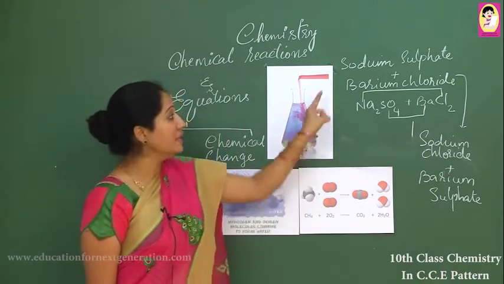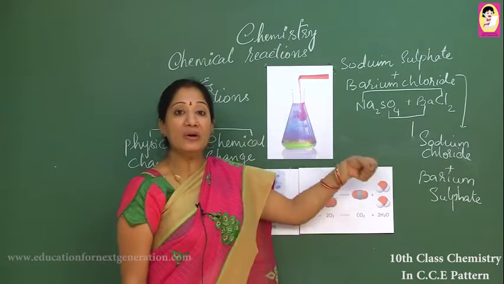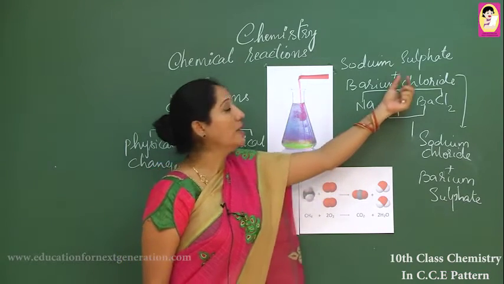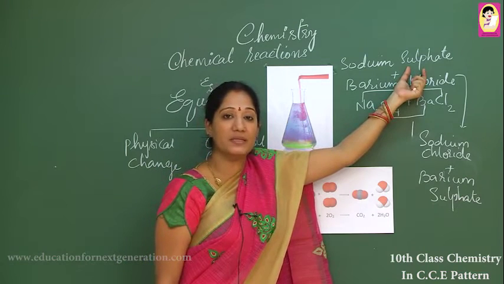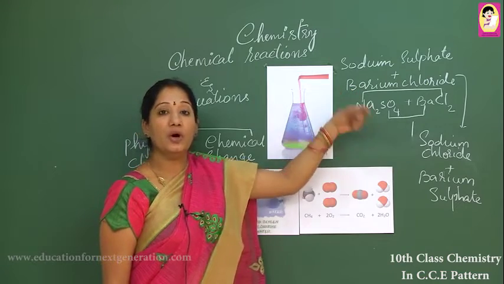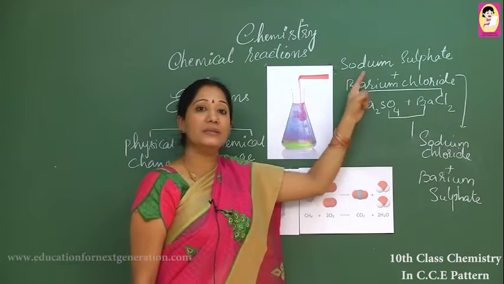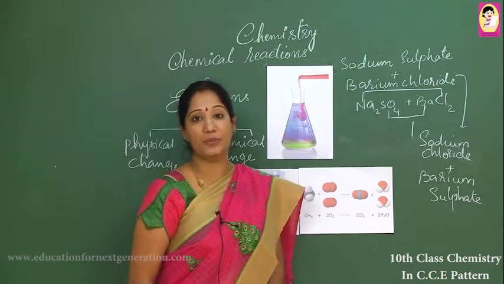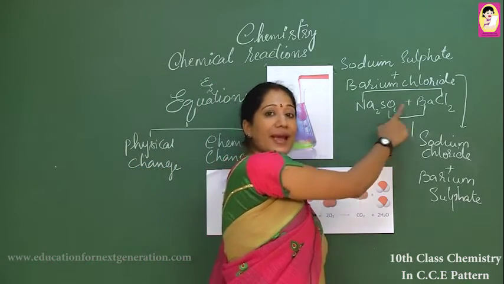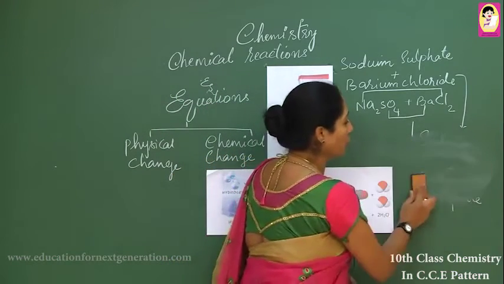But writing in this manner is a lengthy process consuming much time. You cannot understand how many atoms of sodium are participating, or how many atoms of sulfur, or how many atoms of barium are participating here. That is why, to give you clear information, these reactions have to be written as mathematical expressions. Like I have written here, sodium sulfate reacts with barium chloride to give rise to barium sulfate plus sodium chloride.